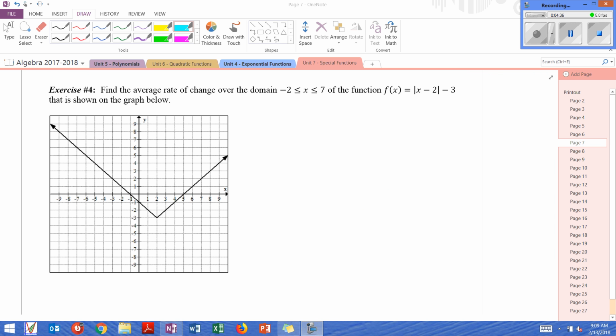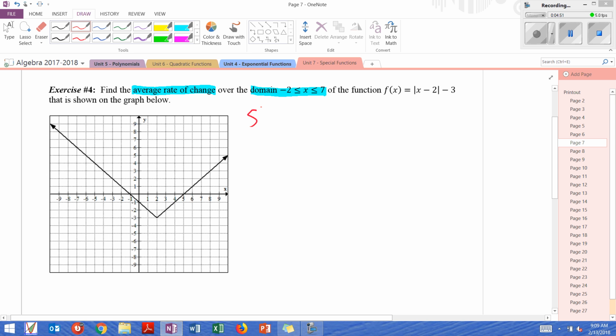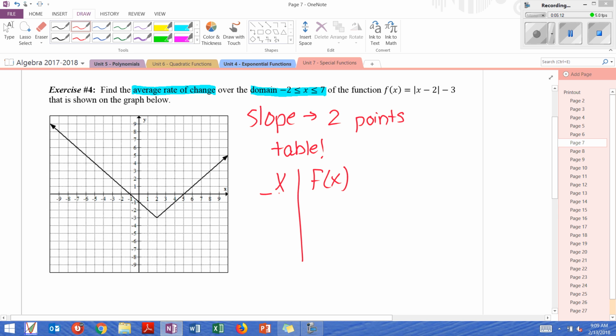Okay, heading over to exercise 4, it says here to find the average rate of change over this domain from -2 to 7. For this function, the great news is they've already graphed it for us. But remember, the average rate of change is the slope between 2 points. And the way that I like to show it is to make a table. You got it. So a table of x and y, or in this case x and f of x.